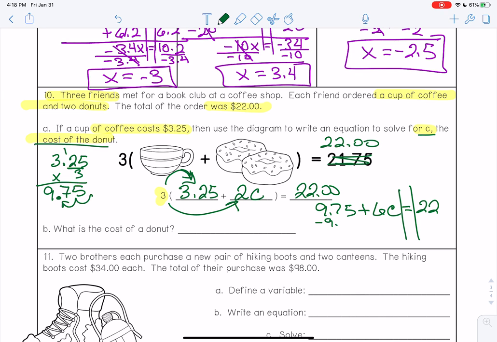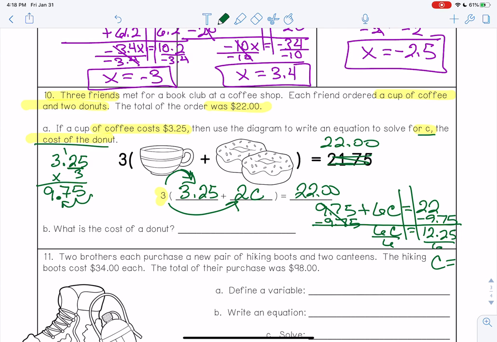We're going to subtract the 9.75 from both sides, and we get 12.25. So 6C equals 12.25. Let me draw a line there so we can separate it. And now we're going to divide by 6, and C ends up equaling $2.